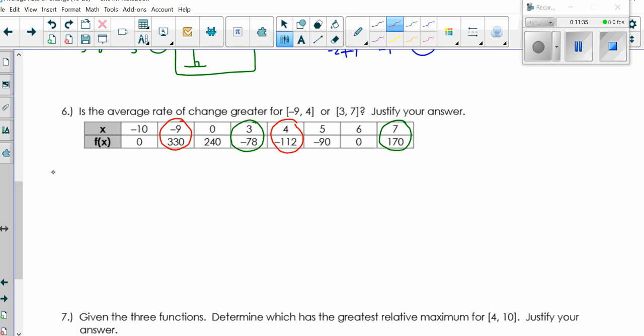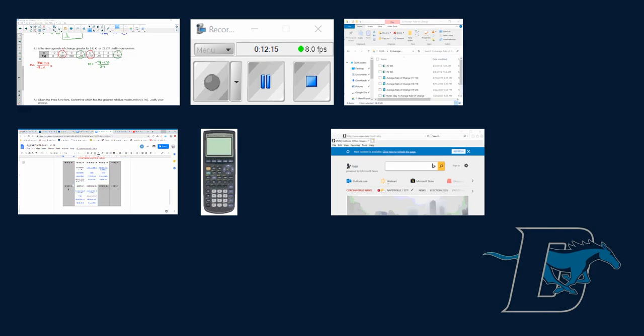All right, let's see. So this is for the first interval. We're going to say m equals 330 minus negative 112 over negative 9 minus 4. Okay, and then over here, I'm going to say m equals negative 78 minus 170 over 3 minus 7. All right, so let's see. And we're going to use our calculator for number 7, so feel free to use your calculator for this.